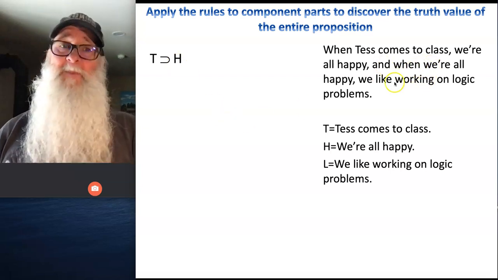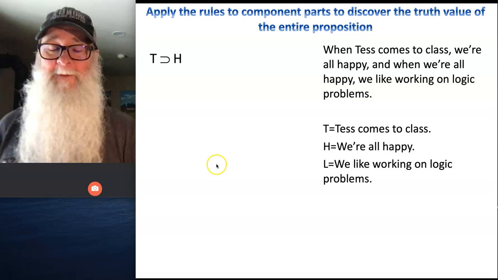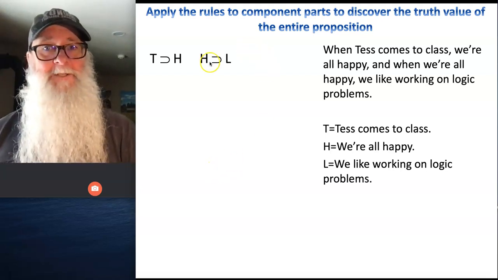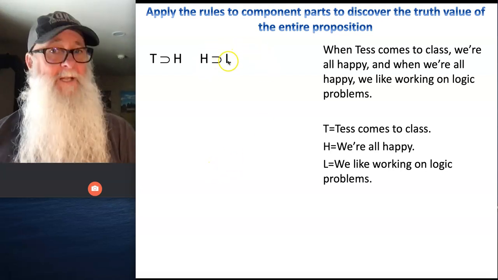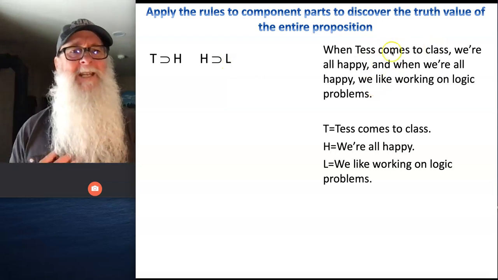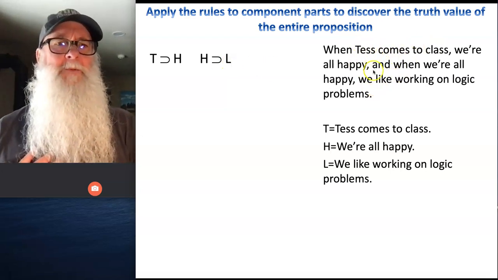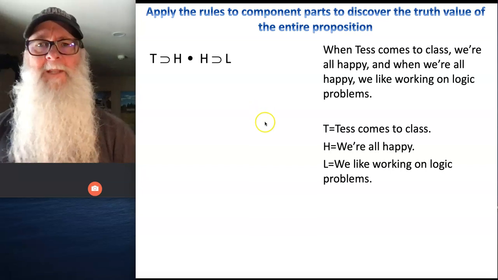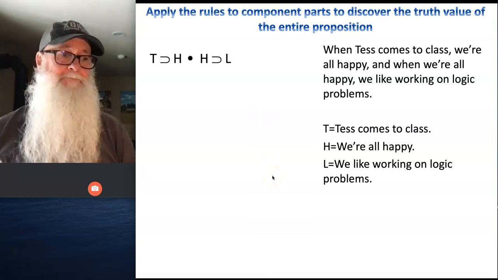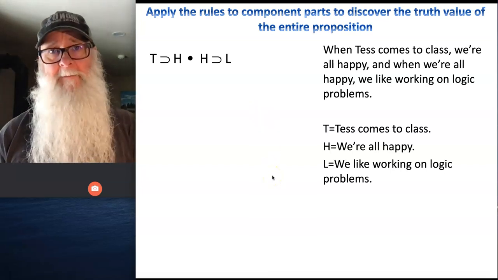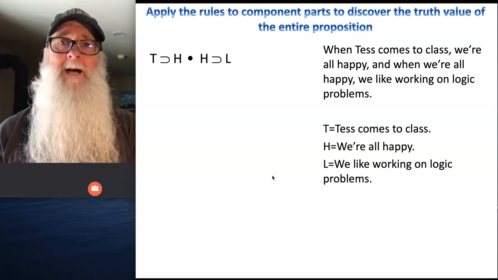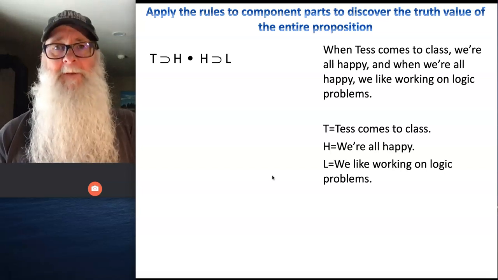Second part of the statement says, when we're all happy, we like working on logic problems. Okay, another conditional statement, when we're all happy, we like working on logic problems. And we can see that these statements here are joined with the word and, and we can represent that with a dot.